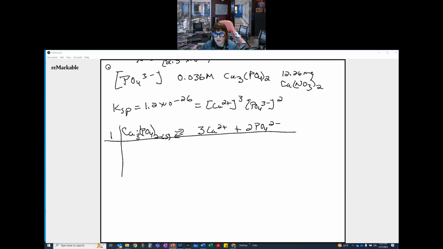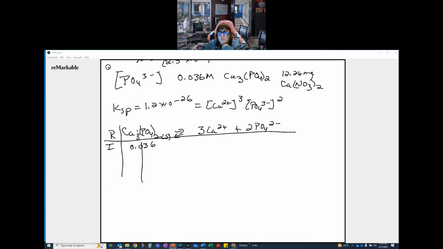Right. So that's my R. My initial concentration of Ca3(PO4)2 is 0.036, but that's a solid, so I don't care. I put it in there because I want to accommodate every piece of information that I've written down. I want it to go somewhere. If I put it in there and realize I don't need it, then I can cross it out. That's fine, but I've at least done something with it, so I know I don't.